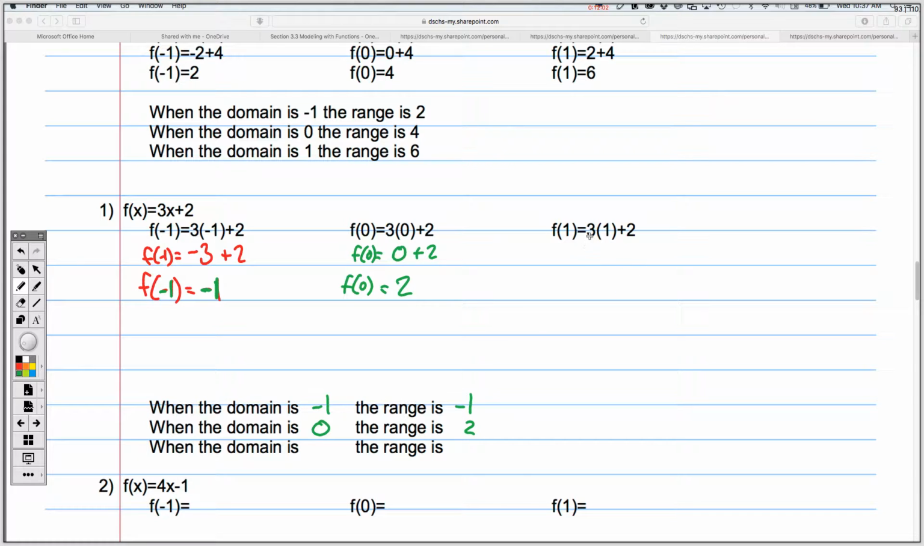Okay, last one. F of 1 equals, what's 3 times 1? 3. Plus 2? 5. F of 1 equals 5. What's your domain? What's your range? Good job, guys. Okay, now you see where we're going with this? The second one's missing a little bit more, and then the third one you start from the very beginning. So just the problem. Go ahead and work on these next 2 problems. You have about 5 minutes.